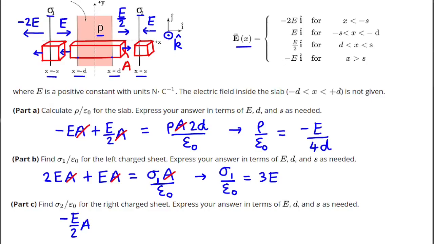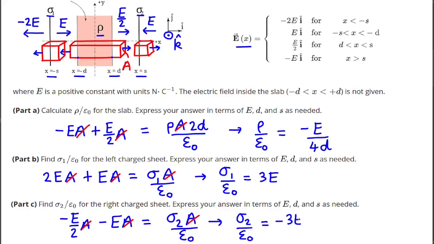And on the other side, the electric field is also against the normal to the surface, so we have minus E times A. And that's equal to sigma 2 multiplied by the area of charge contained in that surface on epsilon naught. So the A's cancel, and we get sigma 2 on epsilon naught is equal to minus 3E on 2.